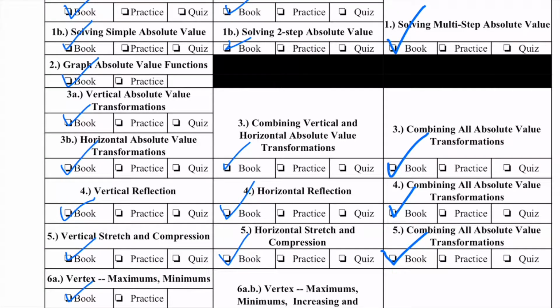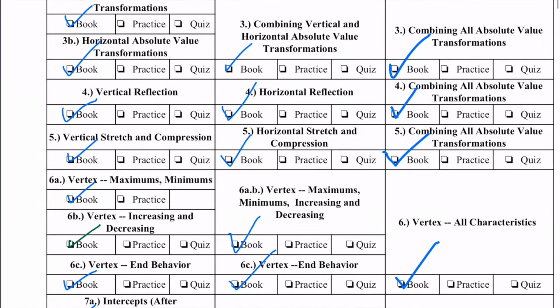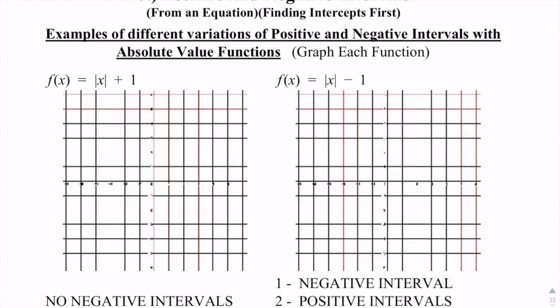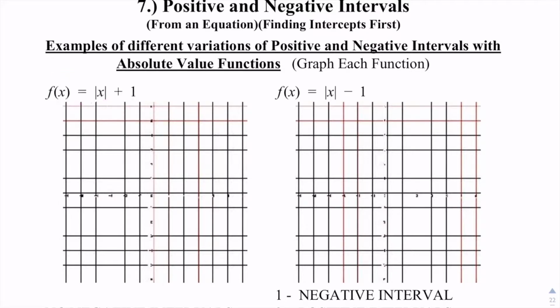All right, Algebra 2 students, we are back in our absolute value function notebook, and we are on Tier 3, Lesson 7. Let's check that off. Here we are, Tier 3, Lesson 7, positive and negative intervals from an equation by finding the intercepts. What I wanted to do in this lesson is give you different absolute value functions and let you explore the different ways that you're going to get positive and negative intervals.